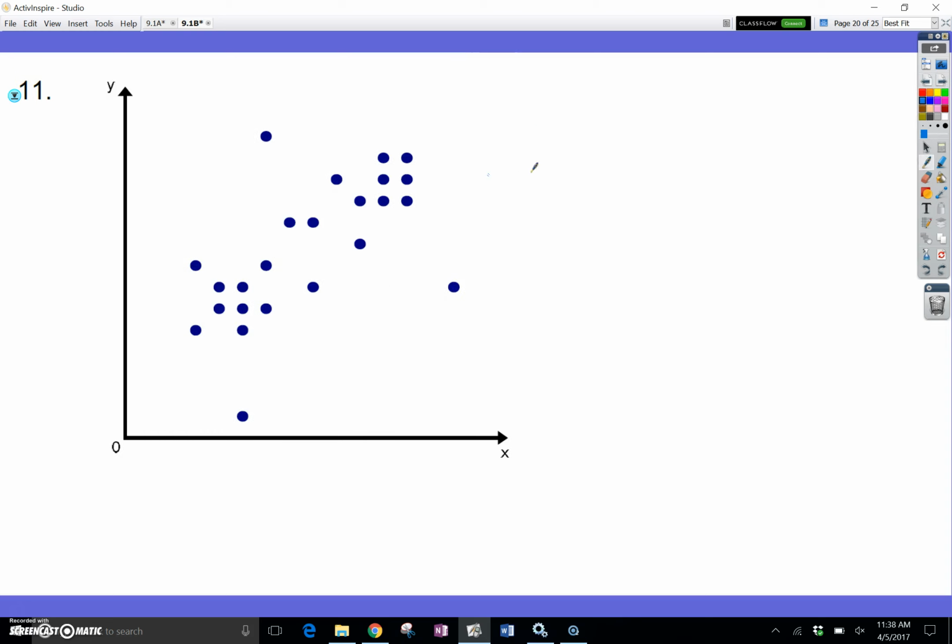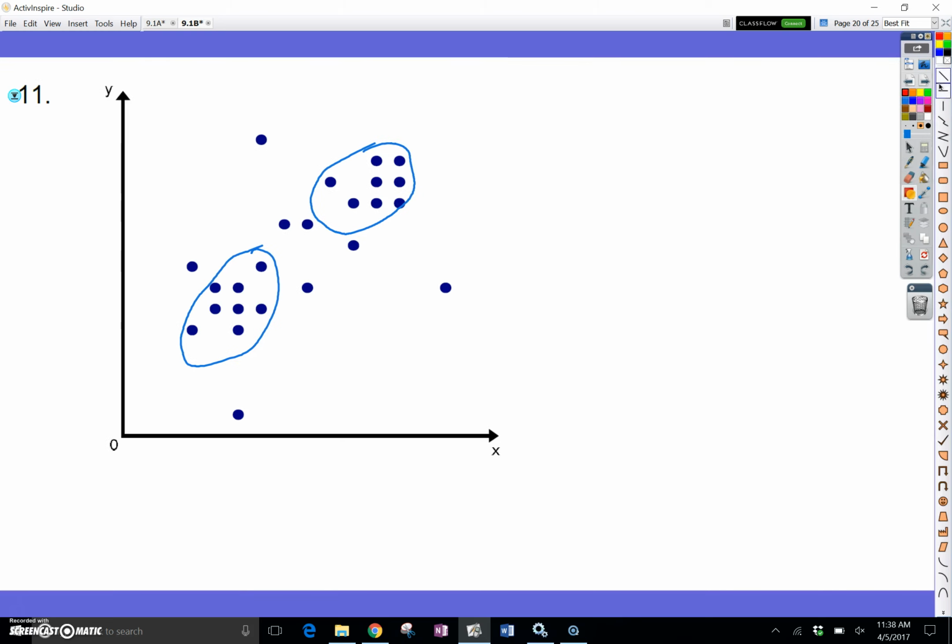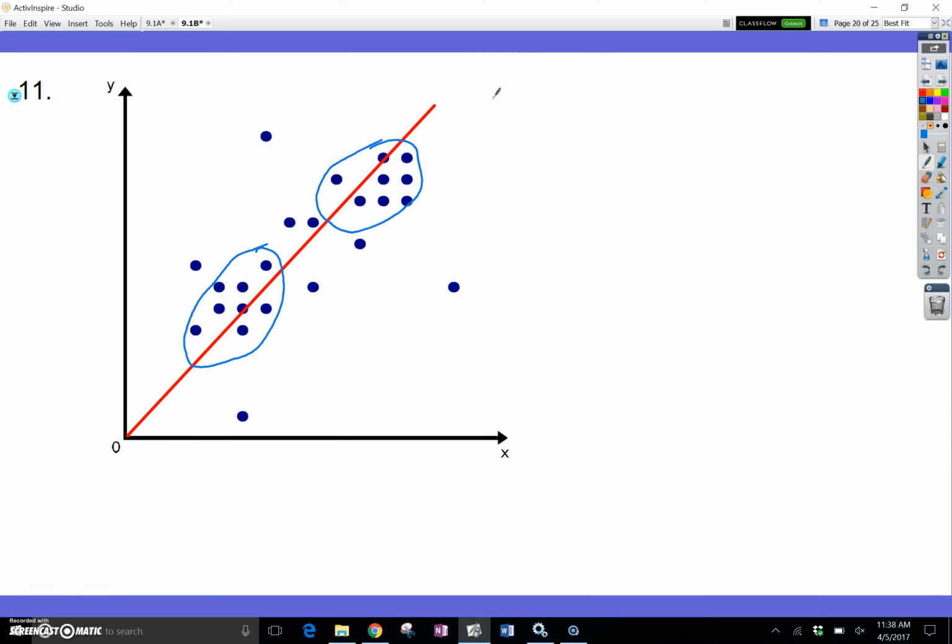Now this one has two nice clusters of points. It has them right here, and it has them right here. You can see that these are going in a general upward direction, going this way. So I would call this a weak to moderate positive association.